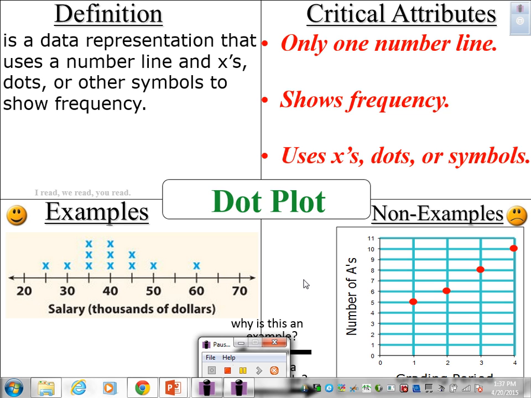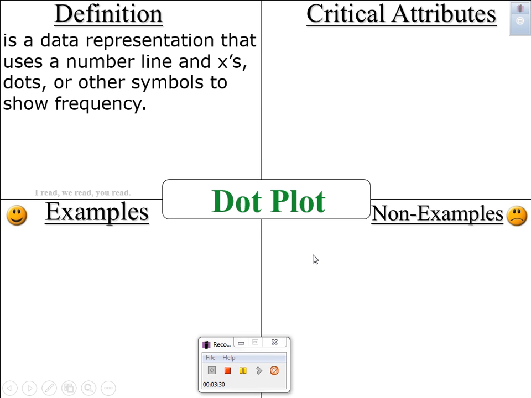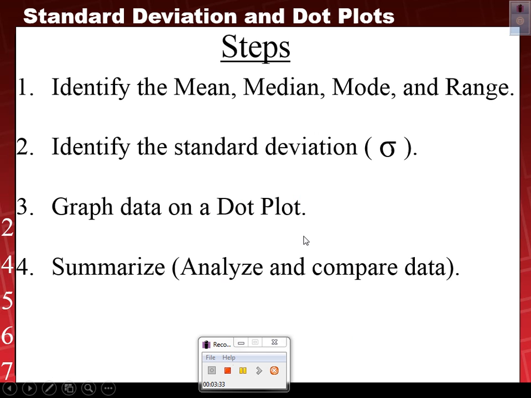Steps. For steps, we're looking at 4 steps for today. We got identify the mean, median, mode, and range. And we know how to do that, right? Yes. Step 2, identify the standard deviation. Like I said, we're going to revisit that and practice some more. And look at the symbol.